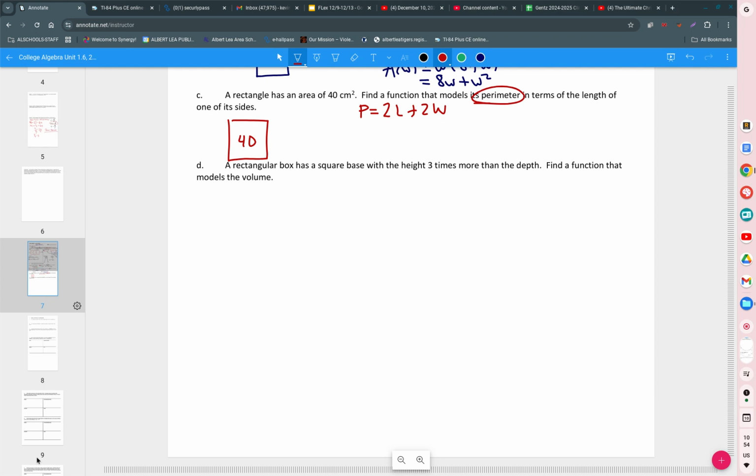So in other words, 40 is equal to the width times the length. So I'm going to use this to eliminate one of the variables over here. Where'd you get 2L plus 2W? So that's how we calculate the perimeter of a rectangle. We have two lengths and we have two widths that we add up. And so I'm just going to divide by W.